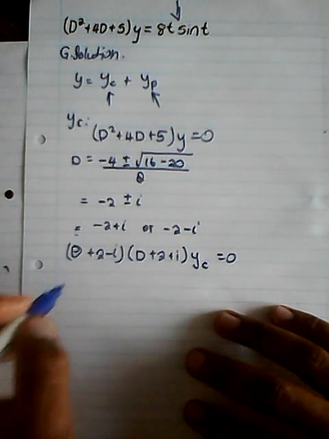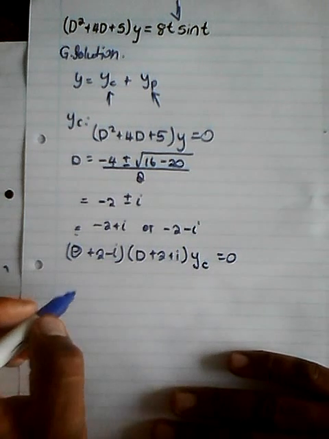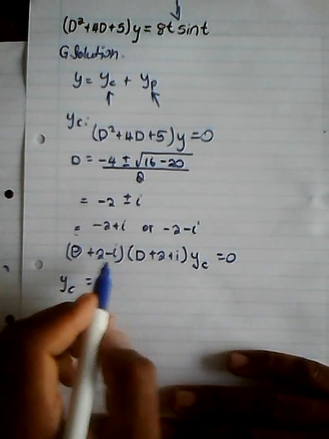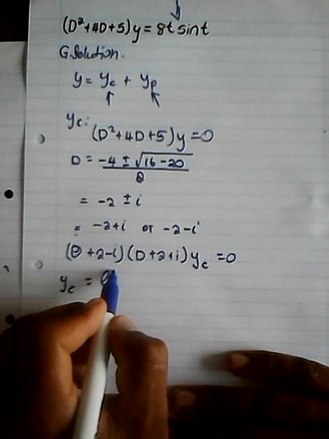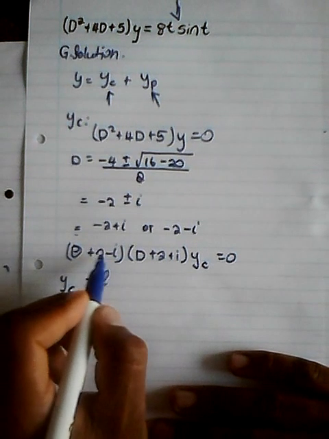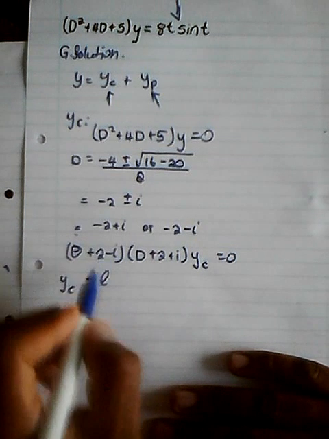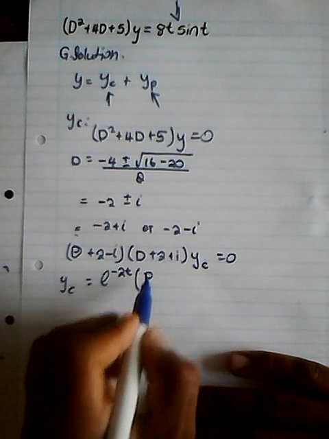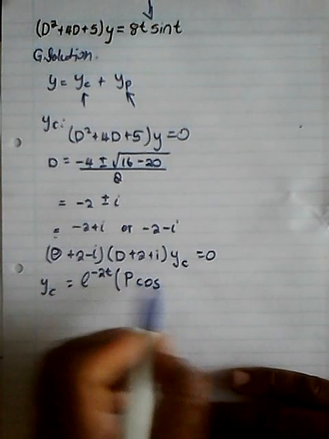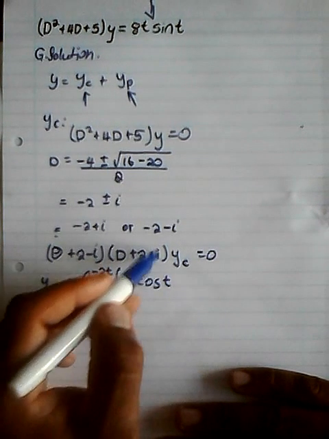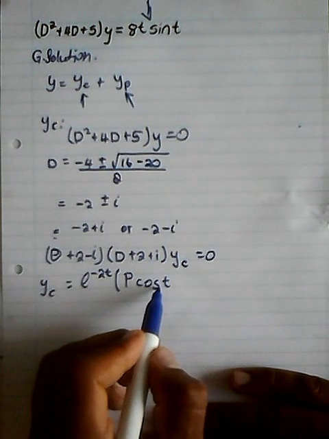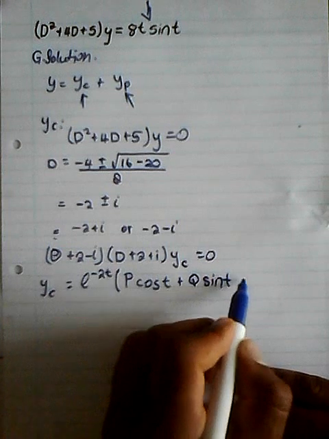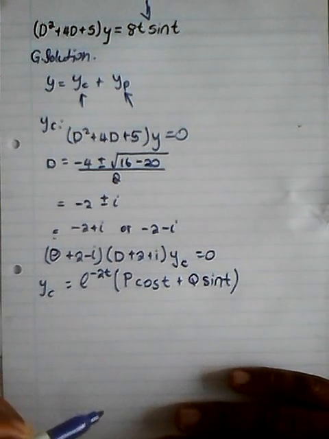Now we need to write our solution. So y complementary is e to the power of minus 2t, the opposite sign of the real part here, multiplied by a constant p cos t, because the coefficient of I is 1, so it's cos 1t, plus q sine of t. So this is our complementary solution.